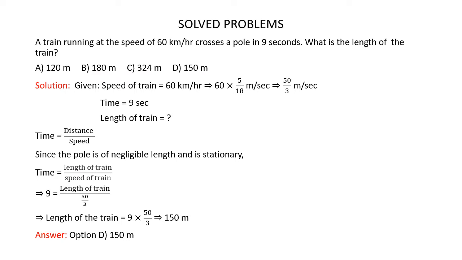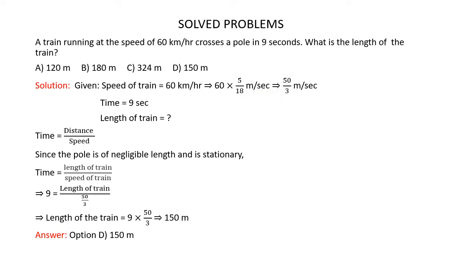So it's given that the speed of the train is 60 kilometers per hour. Now, since all the options are given in meters, let's convert this kilometers per hour to meters per second. To do that, we have to multiply this by 5 by 18. So, 60 kilometers per hour is nothing but 60 multiplied by 5 by 18 meters per second, which is nothing but 50 by 3 meters per second.